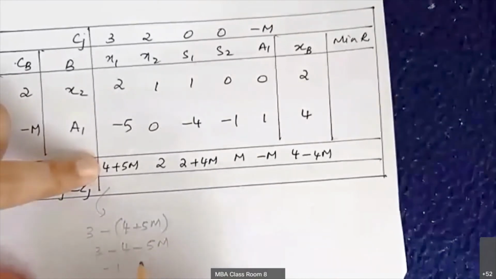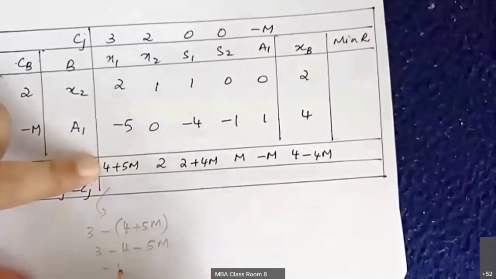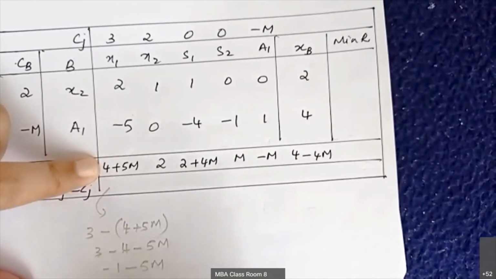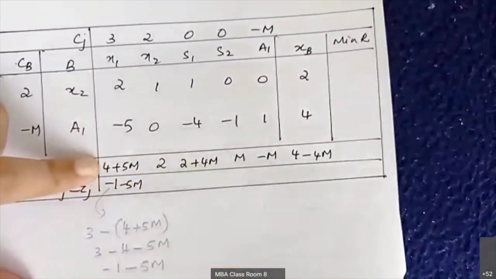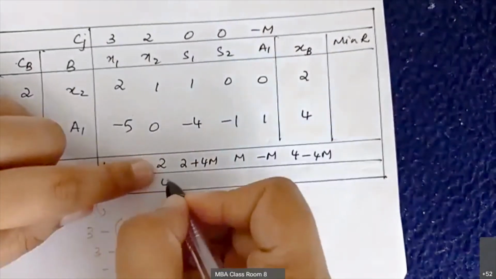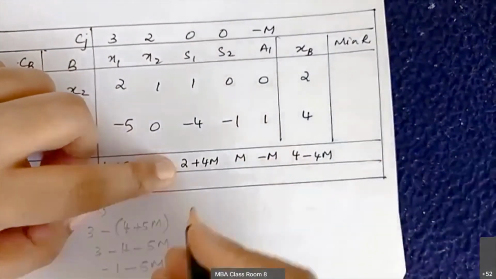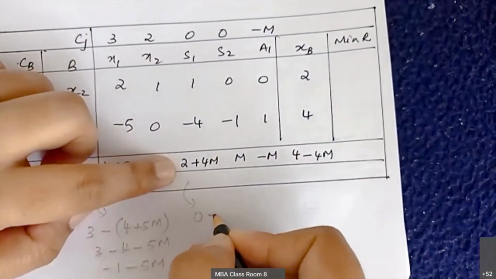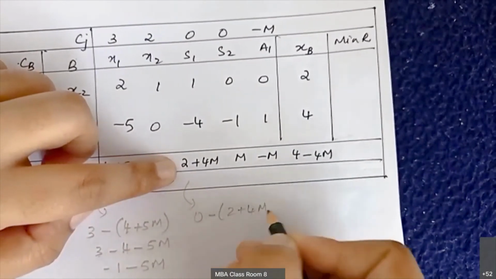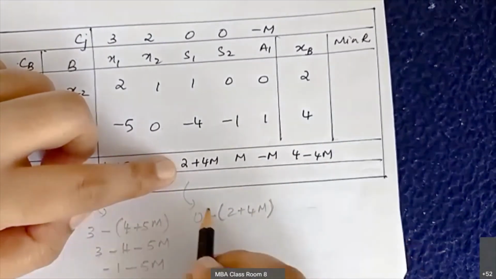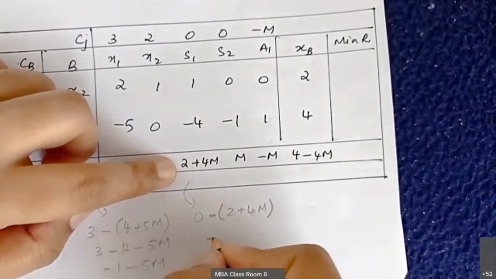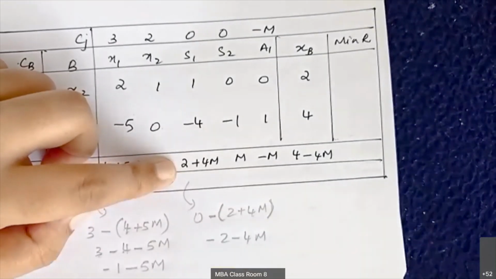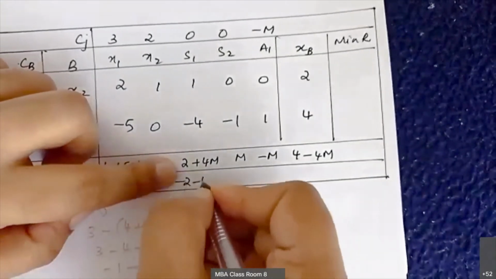This value you cannot subtract with 3 or 4, so leave it like that itself. Minus 1 minus 5m. Okay, so this value will go over here. Is it clear? Next value, 2 minus 2, it will become 0. 0 minus, how will it become? This value, 0 minus (2 plus 4m). Don't forget to put this bracket here. This negative sign, we have to take it for both 2 as well as 4m. So it will become minus 2 minus 4m.